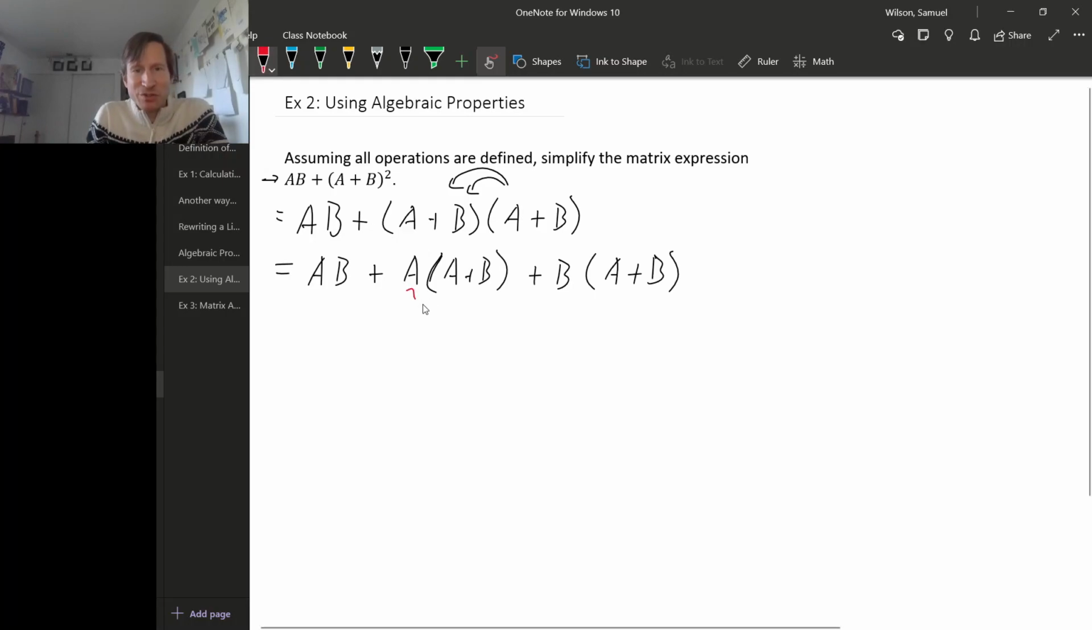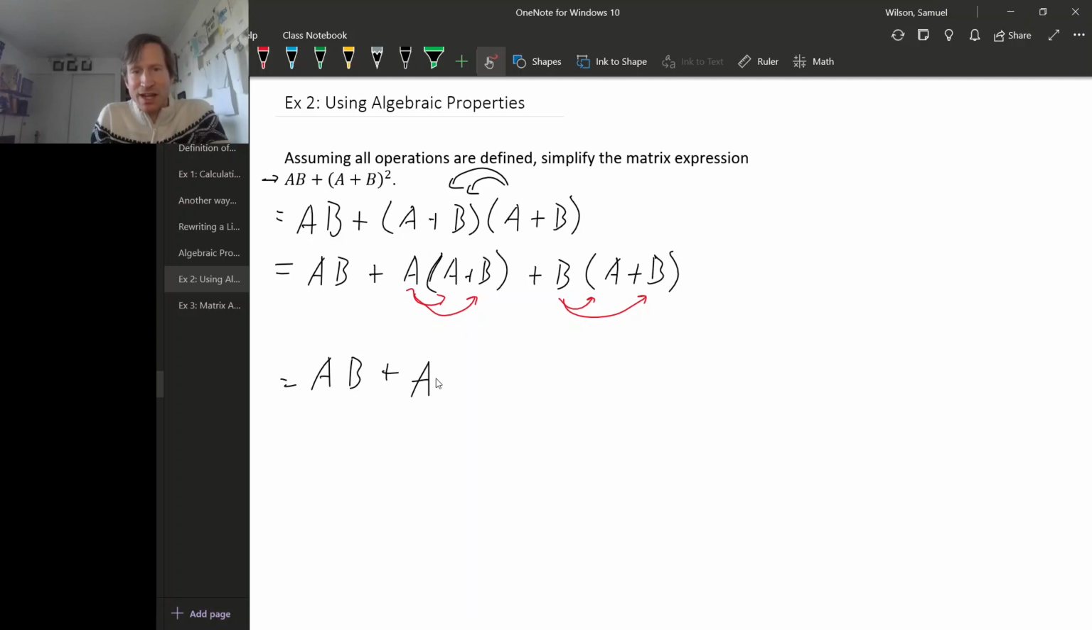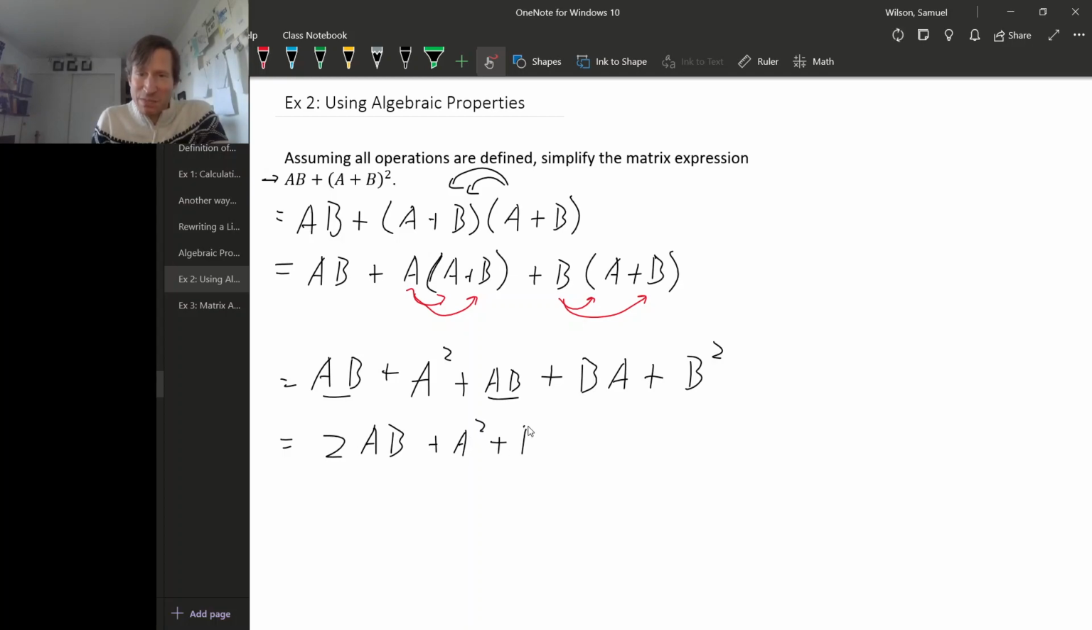Now we can distribute the other way. So we get AA, which we can call A squared, plus AB, plus BA, and then plus BB, but that's B squared. Now we have two copies of AB here, so this is 2AB plus A squared plus BA plus B squared.